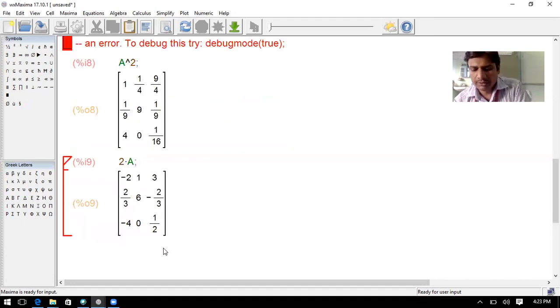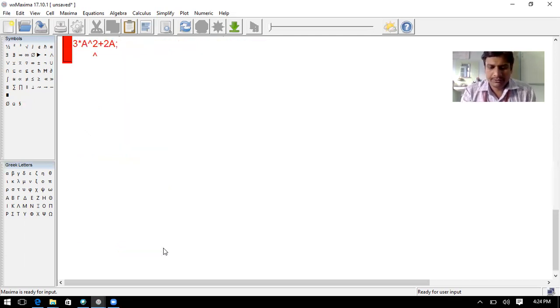Finally, go to 3A square plus 2A. 3A square means 3 star of A square, that is 3A square plus 2A. Then semicolon, then shift enter.